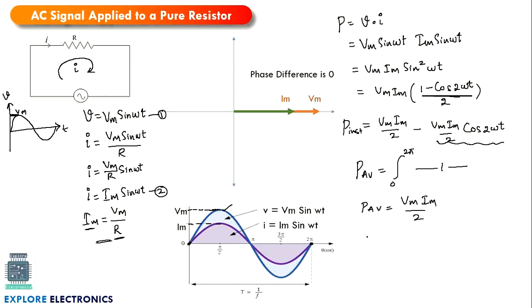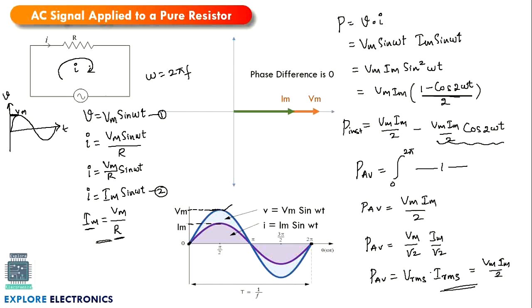We can rewrite P average as Vm divided by root 2 and Im divided by root 2. Here Vm divided by root 2 is V RMS, and Im divided by root 2 is I RMS. So the average power is equal to V RMS into I RMS, and this is equal to Vm Im divided by 2. This is the expression for the power dissipated through the resistor.